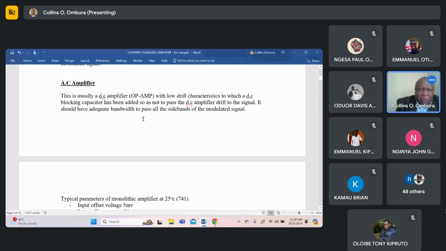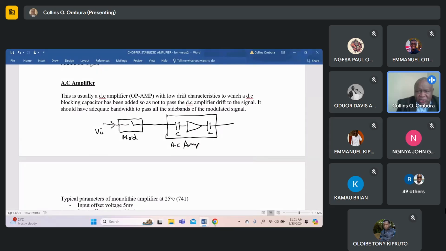So if I just draw here, we've done the first part, which was your modulator, and there's just a switch. This is your input signal. The next part is your AC amplifier. There we have the best amplifier we can afford with the blocking capacitors. So this is the part we are talking about. This amplifier is normally an op-amp, normally an instrumentation op-amp.